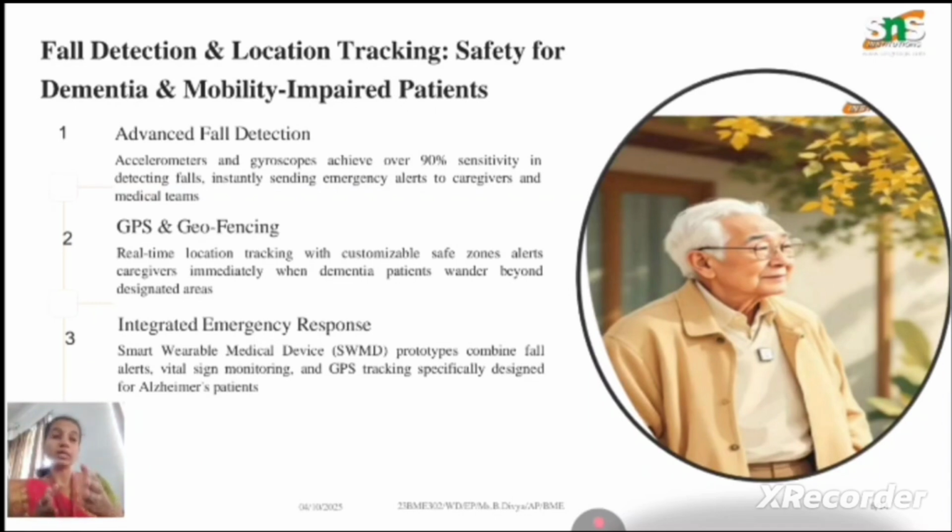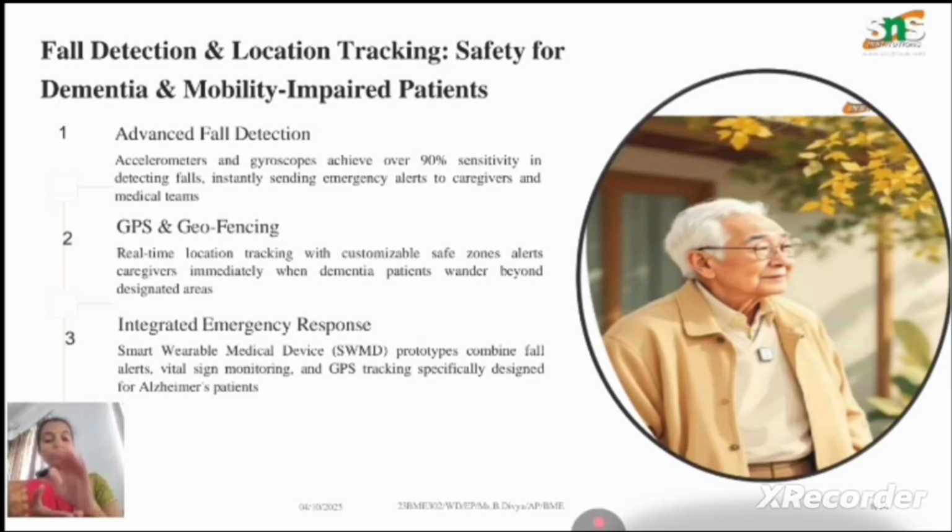That is the patients who have dementia and mobility impairment. These patients cannot move on their own. For these patients, we are using advanced fall detection and GPS and geofencing integrated emergency responses. In fall detection, we can use accelerometers and gyroscopic sensors, which can detect the fall of a patient. It detects the movement of a patient.